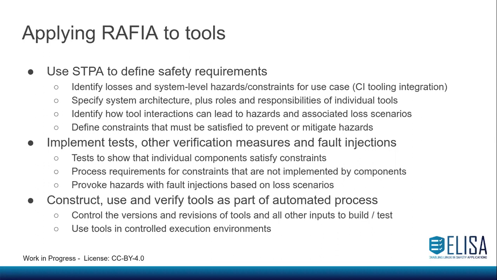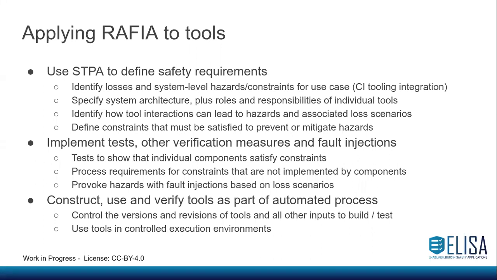But we wanted to look at the losses and hazards at a higher level for the overall CI process in order to understand what we needed to control and why, and how that might lead to the kinds of losses that we wanted to avoid. We're also using STPA to confirm what our system architecture is, so how the tools interact with each other and the roles and responsibilities of individual tools in that integration, and how those tool interactions can lead to the hazards and the loss scenarios associated with those. A loss scenario is a set of system conditions or failures that can actually cause one of these hazards to manifest. And ultimately we wanted to define some constraints, safety requirements that need to be in place in order to avoid these hazards.